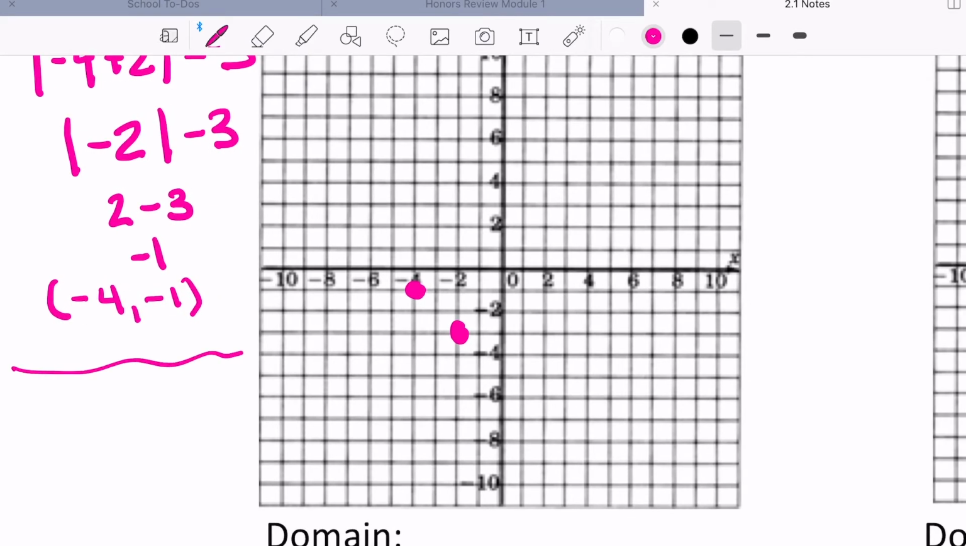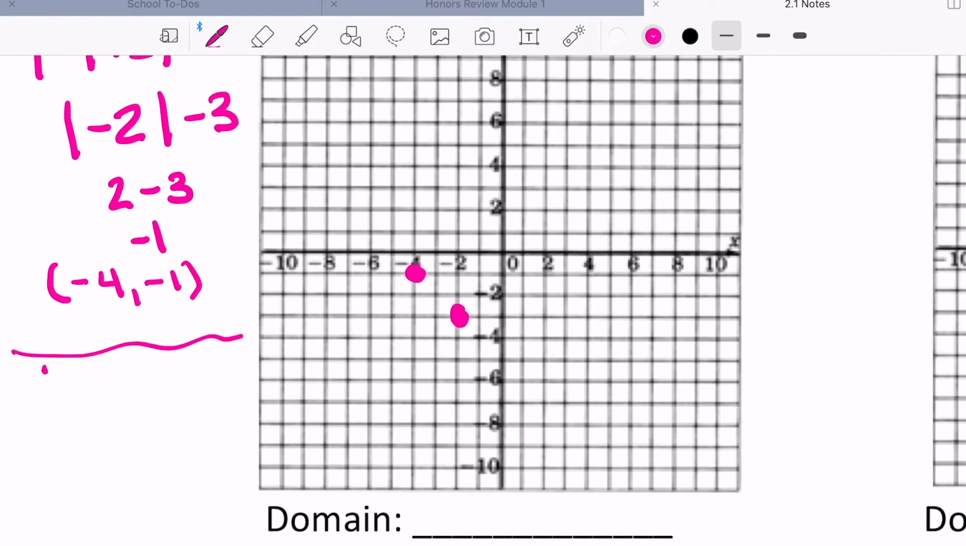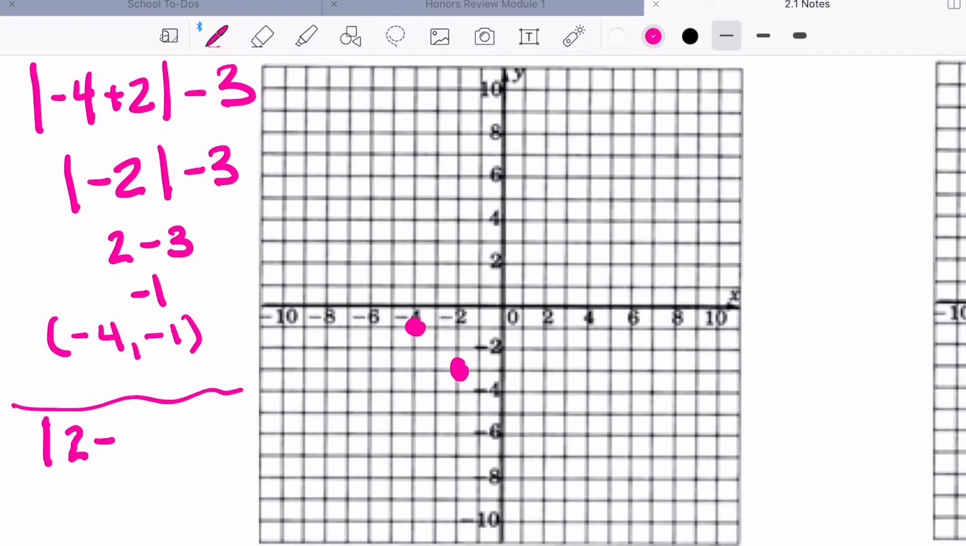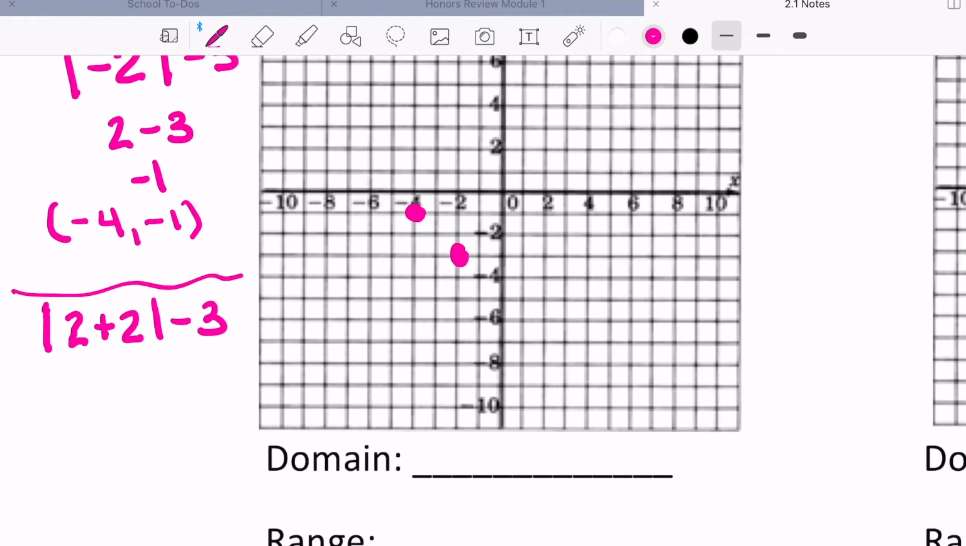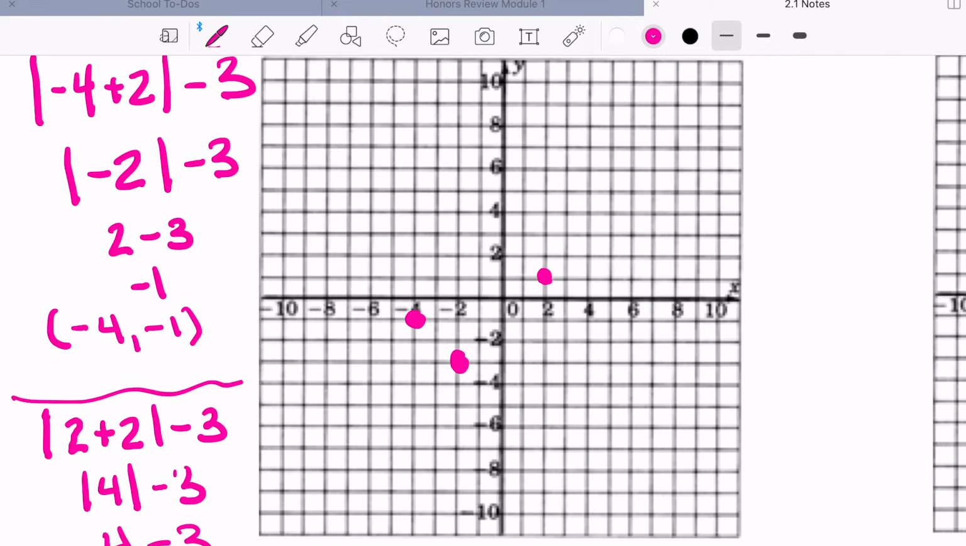And then we're going to do the same on the opposite side. On the right side of my vertex, I'm going to use 0. Actually, let's go further than that. Let's go with positive 2. And again, it doesn't matter. You can pick your points. I'm just doing this to show you. So positive 2 plus 2 minus 3. 2 plus 2 is 4, and absolute value of 4 is 4, minus 3 gives us positive 1, meaning our point is at positive 2, positive 1.